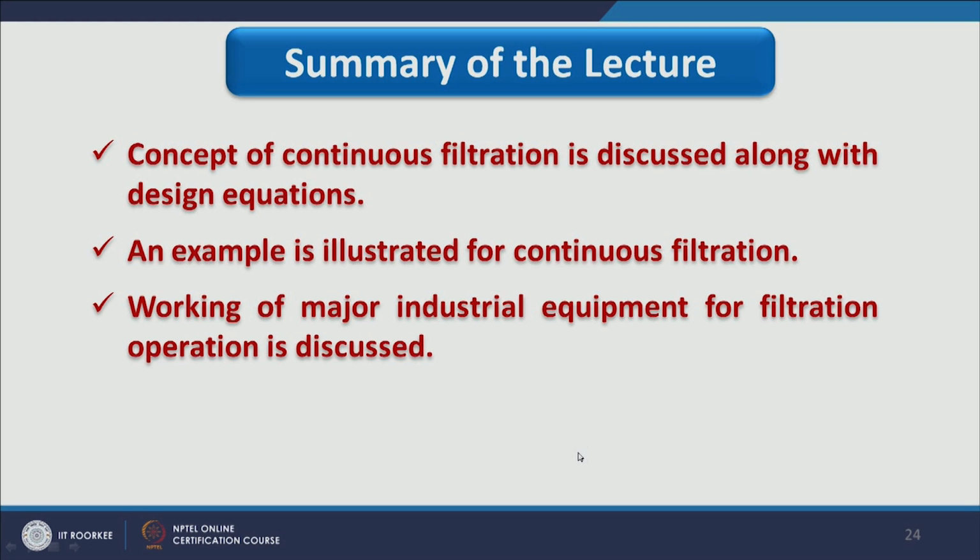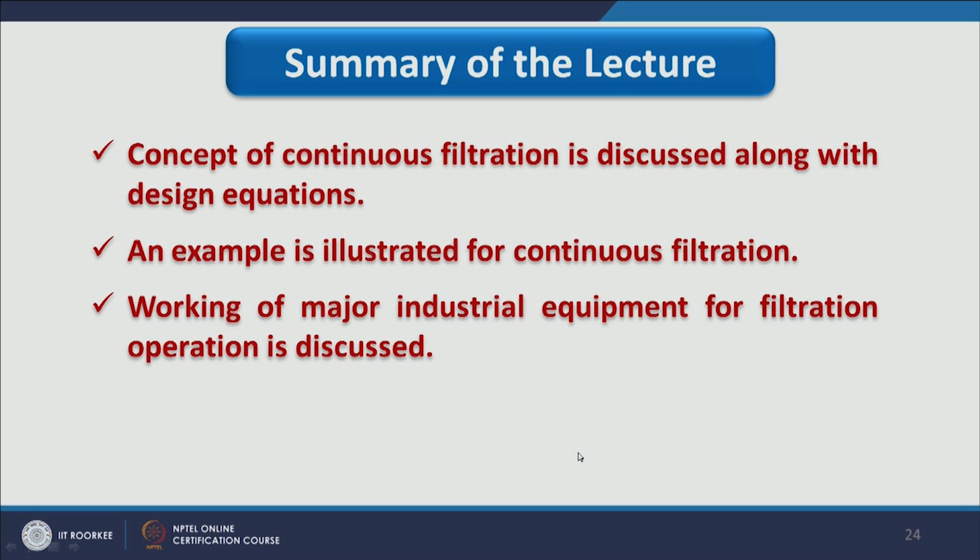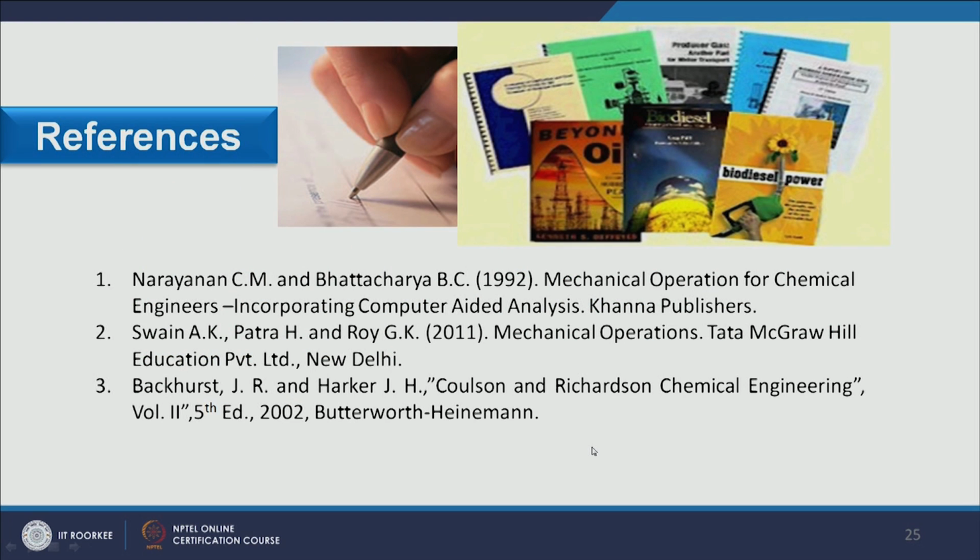In this particular lecture we have discussed different equipment which are used in industry. Some are operated under pressure, some are operated under vacuum, and now we have the summary of this lecture. You should understand that the summary is for lecture 4 as well as lecture 5. In this series, the concept of continuous filtration is discussed along with design equations. An example is illustrated for continuous filtration, and the working of major industrial equipment for filtration operation is discussed. And here we have the references, you can go through these books.